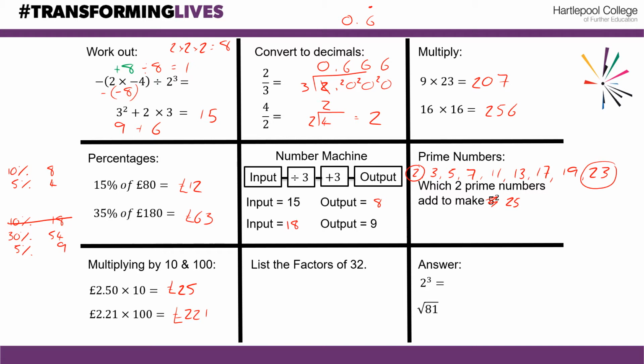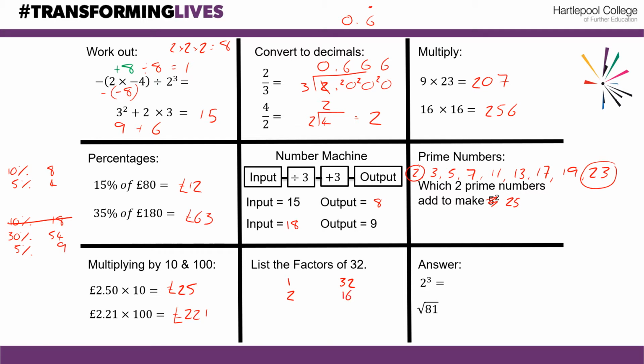List the factors of 32. So remember, a factor is anything that goes in a whole number of times. So 1 and the number itself will always be a factor. Now, if it's a prime number, it will only have those two things. If it's not a prime, there'll be other things. Now, 32 is an even number, so I know 2 goes into 32. How many times? It goes in 16. So 16 must be a factor.